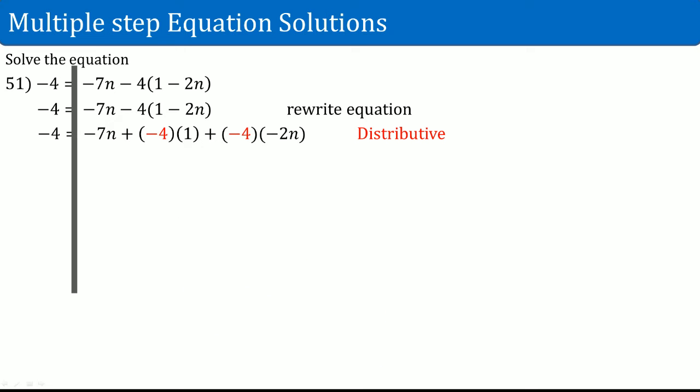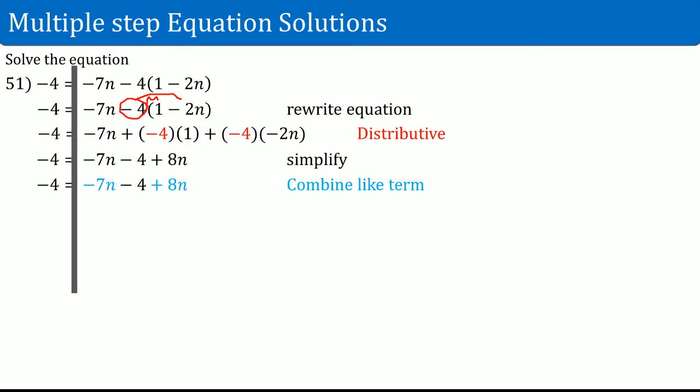Let me show you. This is the whole thing that is being distributed here as well as here. Nothing happens to the negative 4 on the left. The negative 7n comes straight down. It's negative 4 times 1 and negative 4 times 2n. Simplify. Negative 4 equals negative 7n, and on my right-hand side, negative 4 times 1 is negative 4. Negative 4 times negative 2n becomes positive 8n. There should be some like terms there. Negative 7n plus 8n simplifies to just n.